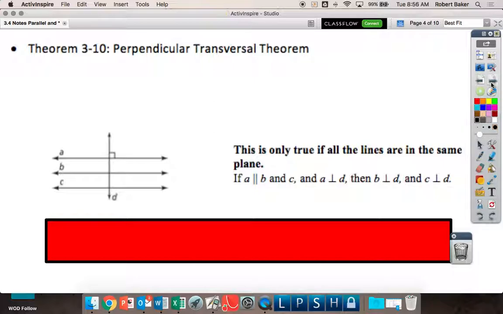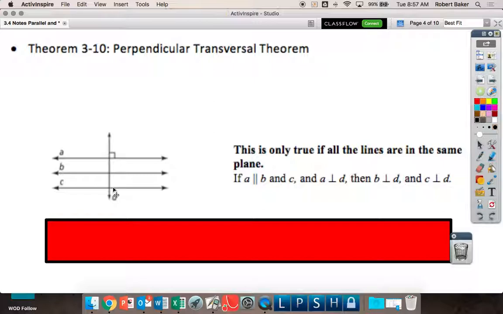Does that make sense? So right now I have A is parallel to B and A is parallel to C. That is the transitive property of parallel lines. All three of these lines are parallel. And because this line right here, D, is perpendicular to A, it is also perpendicular to every other line. Does that kind of make sense? It's confusing though, right? That one's kind of nasty.